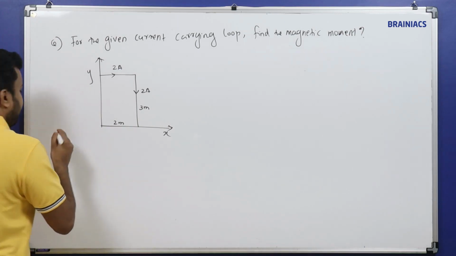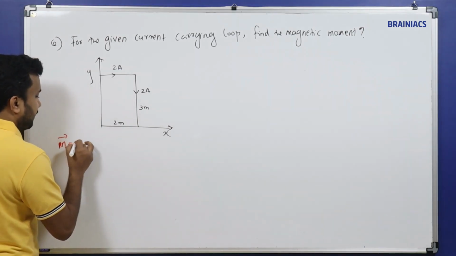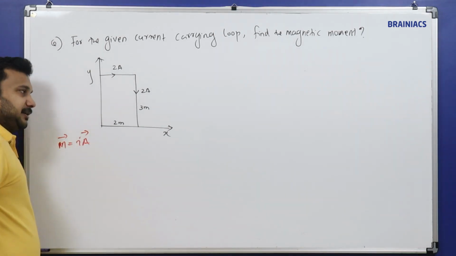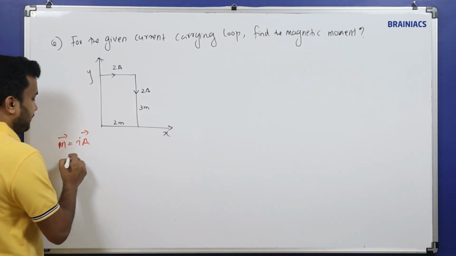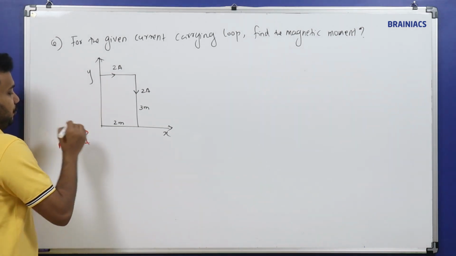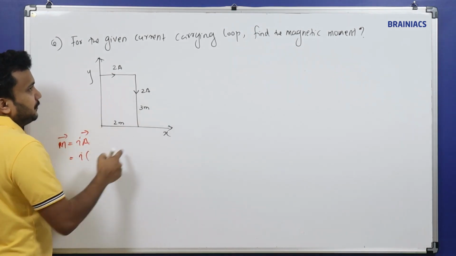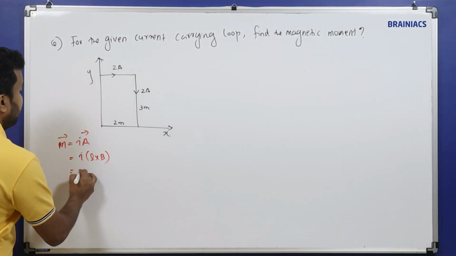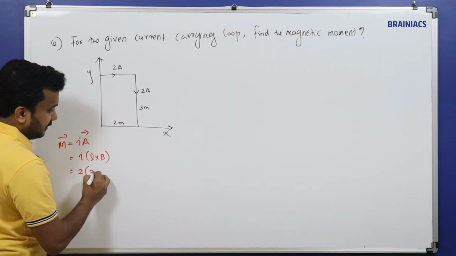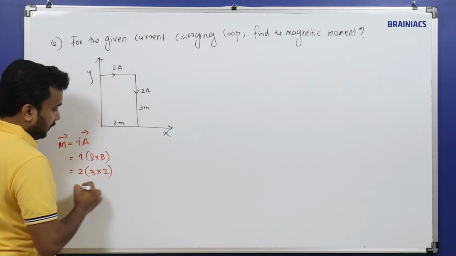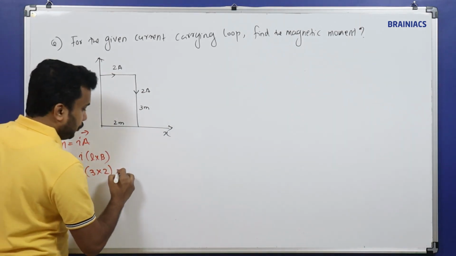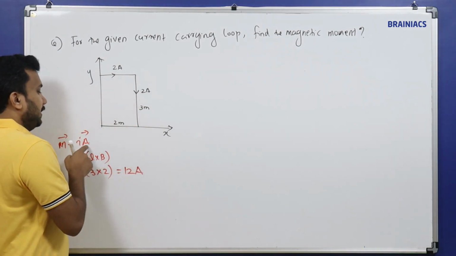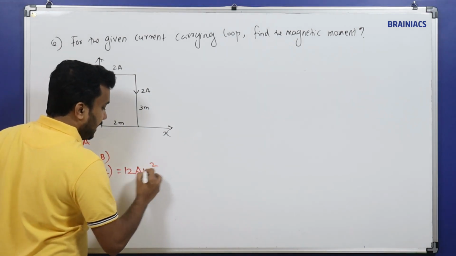What is the equation for a magnetic moment? First of all, for a current carrying loop, magnetic moment is equal to IA. Area is a vector, so I can find the direction of the magnetic moment, but first let me find the magnitude. So I into area. For a rectangle, area is length into breadth. Current is 2 ampere, length is 3 meter, breadth is 2 meter. So 3 into 2 is 6, 6 into 2 is 12. What is the unit? For IA, current is ampere, area is meter square. So 12 ampere meter square.